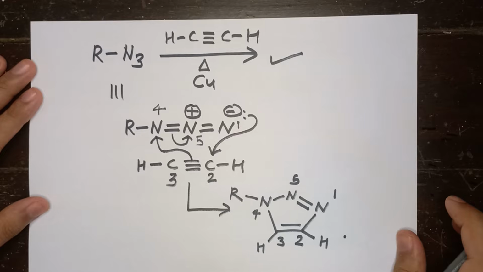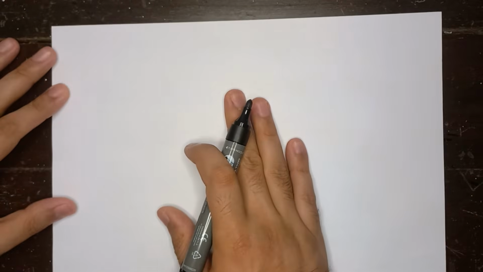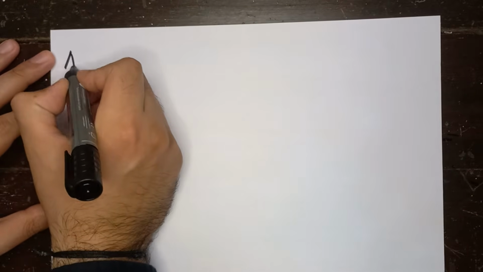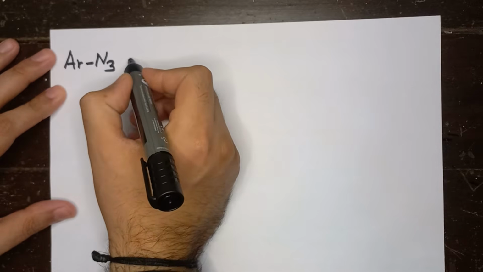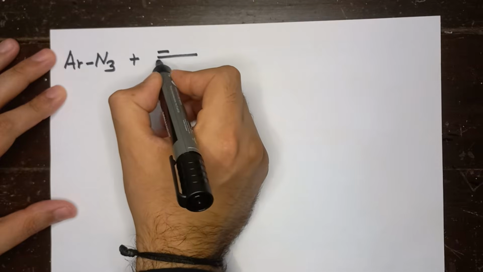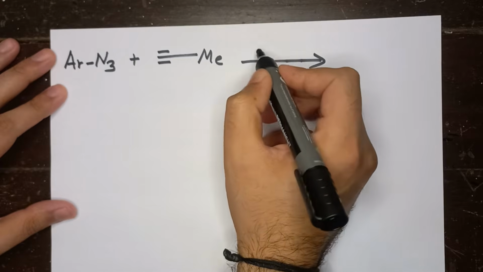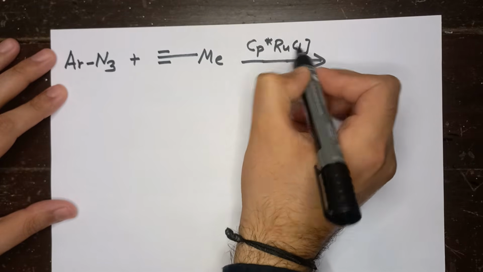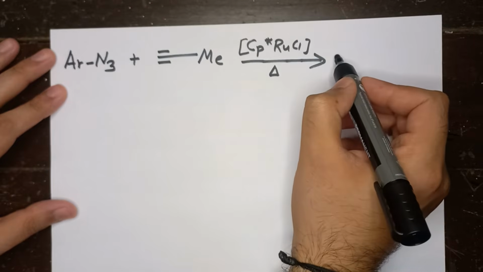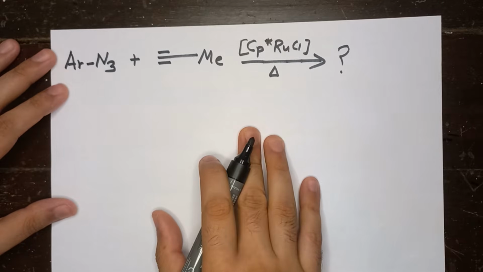So now let's go ahead and solve some problems based on this azide-alkyne cycloaddition. Okay, so here's the first question. I'm reacting this particular azide with this terminal alkyne in the presence of an organometallic reagent, and we are heating it up. So pause the video, try the mechanism and find out the mixture of products formed in this reaction.